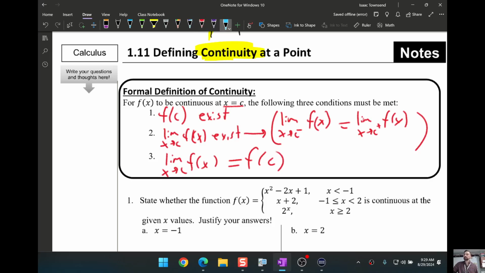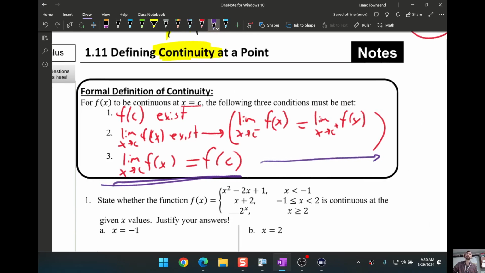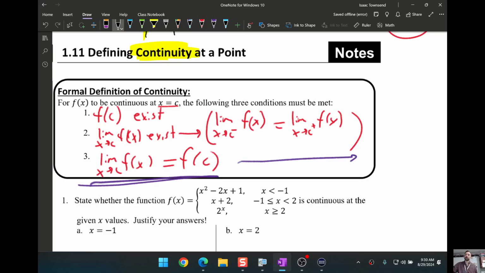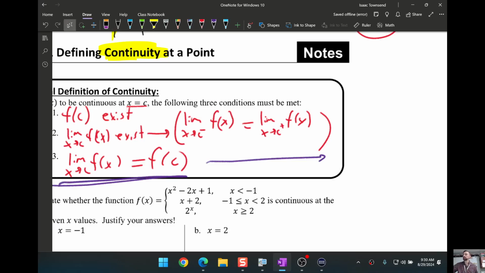Now this is the one that's a little harder for students to sometimes see that's necessary, so let me draw you a little picture out to the right. I can show you an example where the first two things are correct, but the last one's not correct, and you can see it's not continuous.